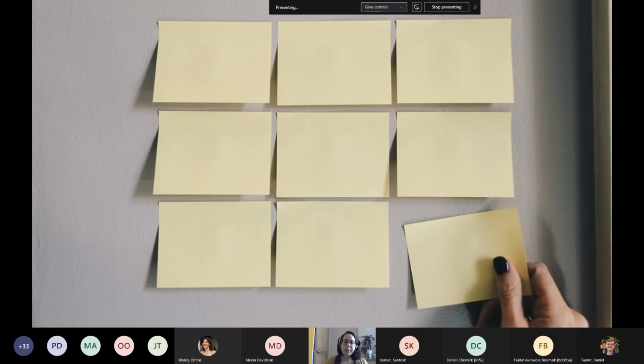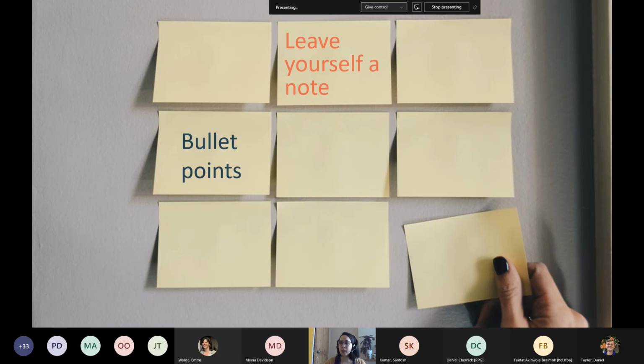Not knowing where to start the next time you sit in front of your piece of paper or in front of your screen is one of the things that slows down our progress or makes it harder to get started. So what I would say to you is write yourself some notes. Leave yourself some notes about where to start next. This can be in the form of bullet points.